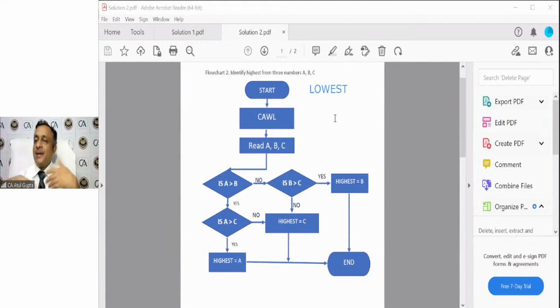Let me go to the third flowchart by the time you answer it. So now I am opening the solution for the third flowchart.